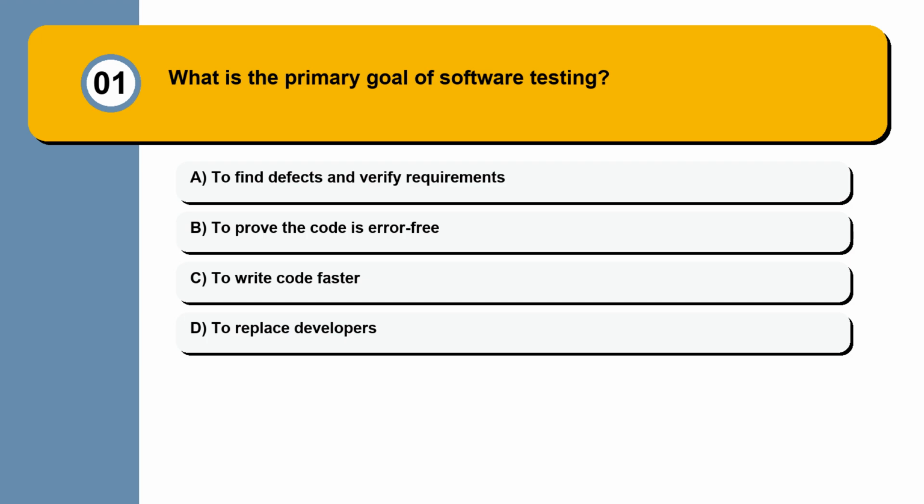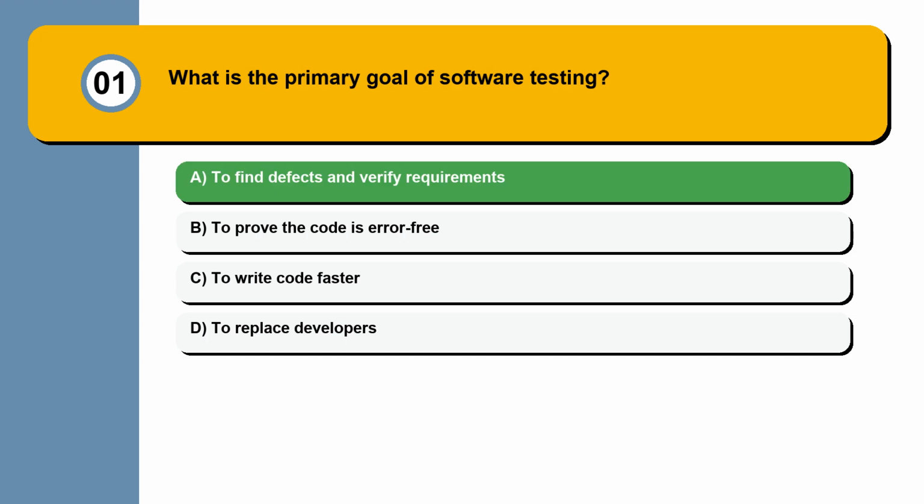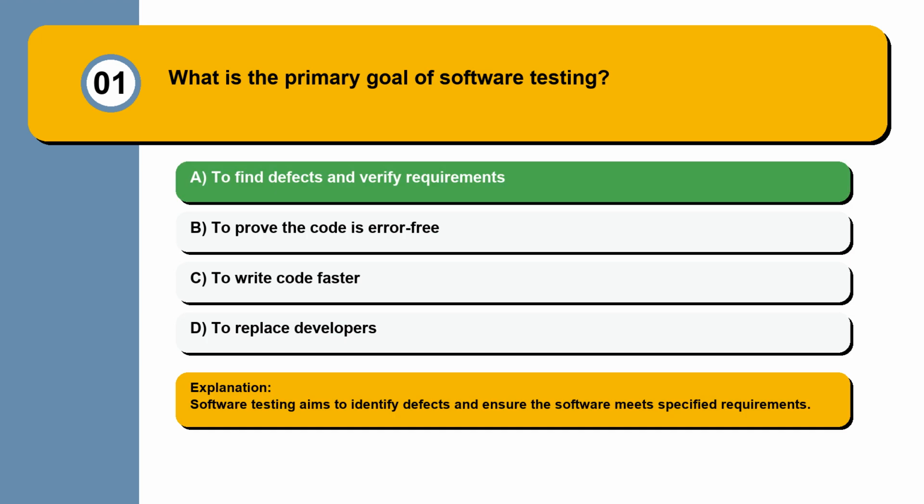Question 1. What is the primary goal of software testing? To find defects and verify requirements. To prove the code is error-free. To write code faster. To replace developers. Software testing aims to identify defects and ensure the software meets specified requirements.